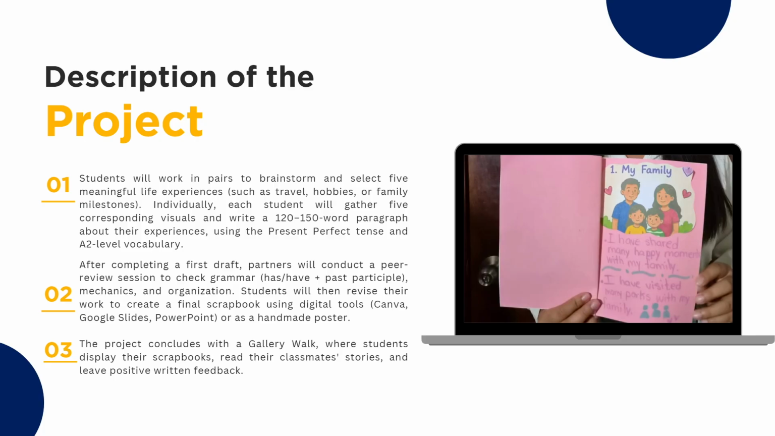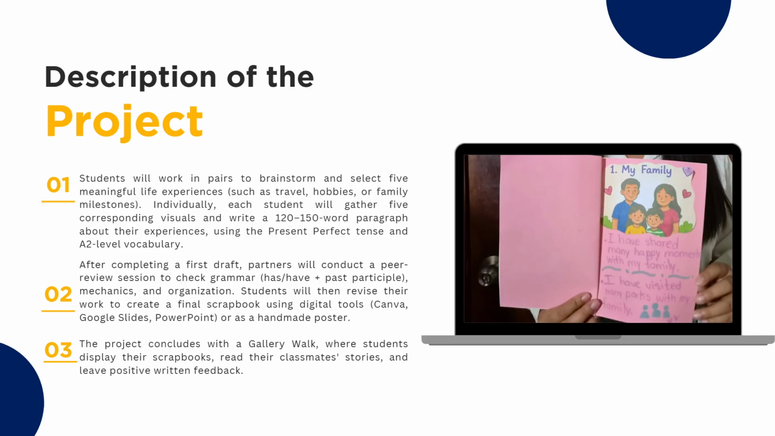Today I'm going to talk about the description of the project. In this project, students work in pairs to brainstorm and select 5 meaningful life experiences such as travel, hobbies, and family. Individually, each student draws a corresponding visual and writes a 150 word paragraph about their experiences using the present perfect tense and A2 level vocabulary.